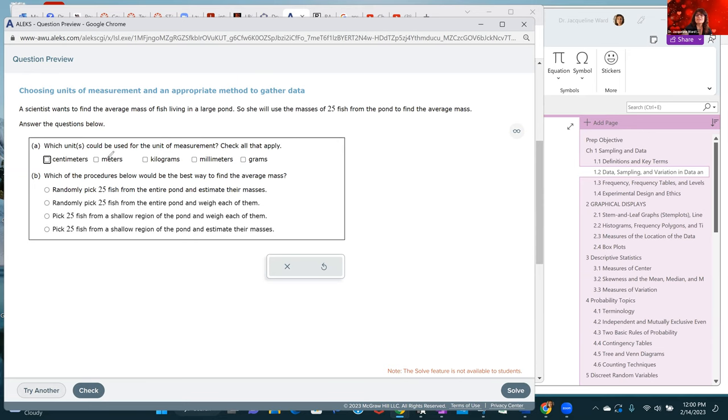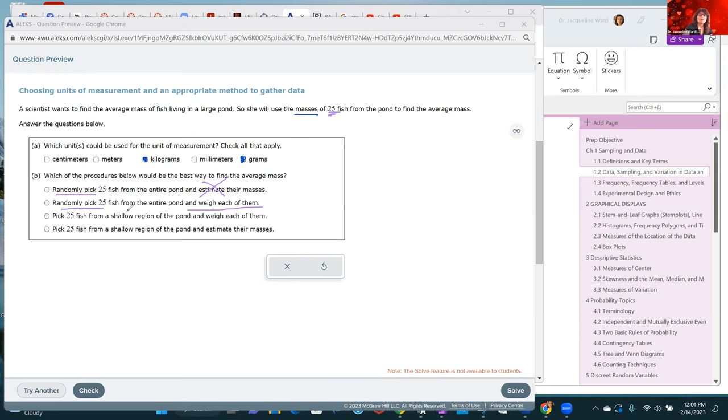So centimeters and meters are for length or distance. Mass is measured in kilograms, grams. You could also have pounds. Pounds is actually weight. So mass is in grams or kilograms. And then, you know, randomly picking those 25 is good. And then you don't want to really just estimate, you want to weigh them, right?